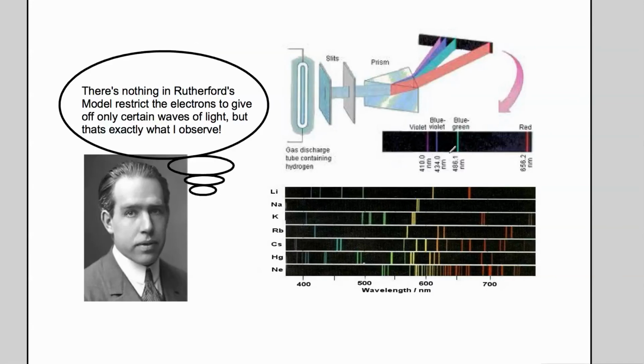And so he began pondering. He said, well, there's nothing in Rutherford's model that would necessarily restrict the electrons to giving off only those sorts of waves. No matter what he did, whether he ran this hotter or colder or under more or less pressure or whatever it might be, he always got those same four waves. So again, what could possibly account for that?